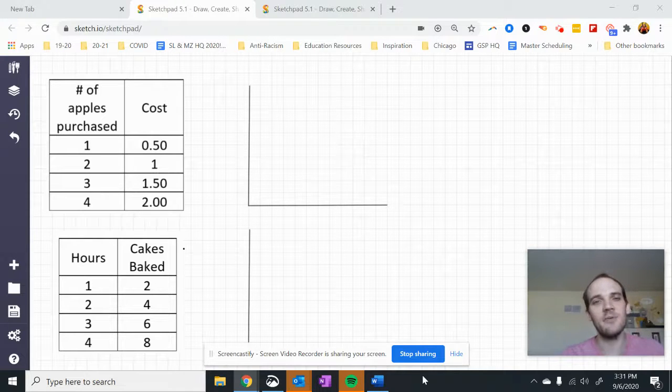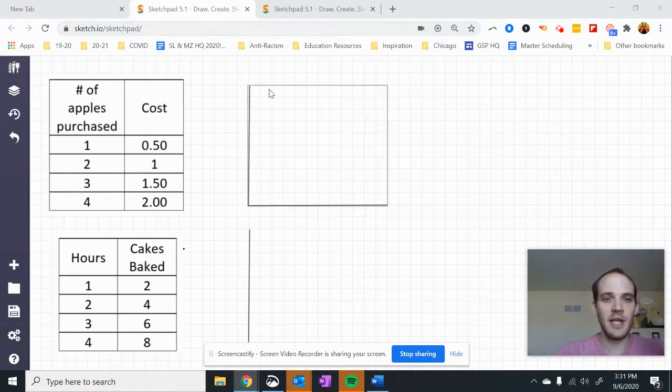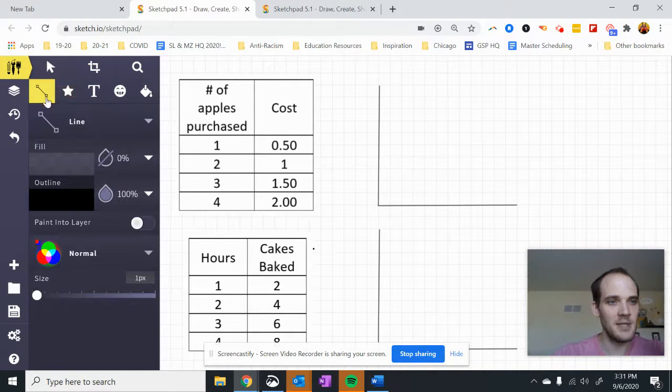Today we're going to continue learning about what we knew about proportions. We're going to take proportional tables and try and figure out what they look like on a graph. Take a look at our two proportional tables here. Let me pull out my pen so it's ready.